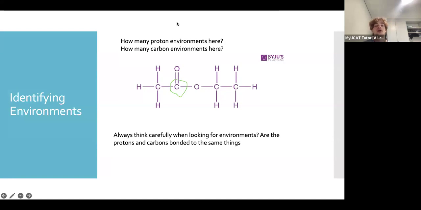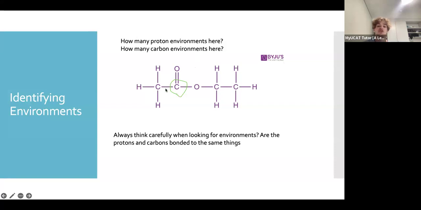So what is a carbon environment? Well, a unique environment is when the atom is bonded to different groups compared to any other carbon atom in the molecule. So the question I'm going to ask you just briefly is how many carbon environments are in this molecule? Hopefully you should have got the answer of four. So yeah, four is the correct answer.